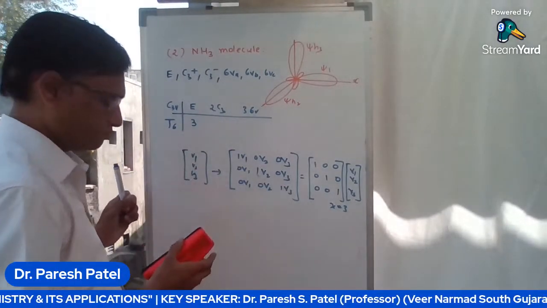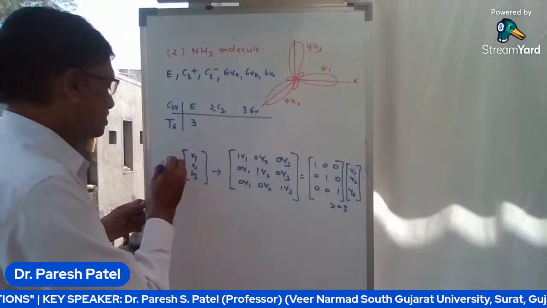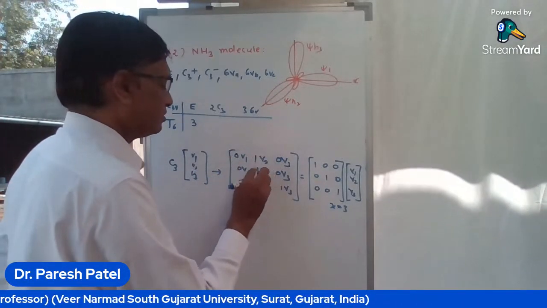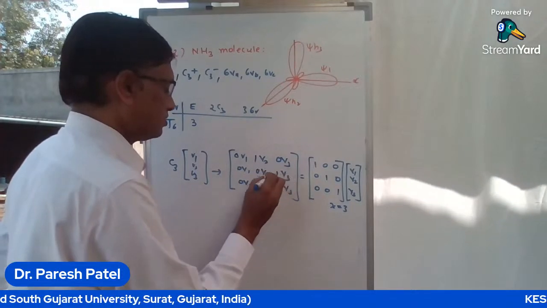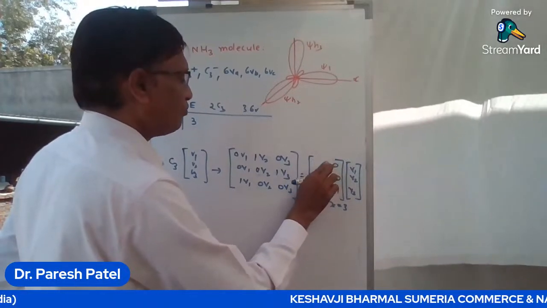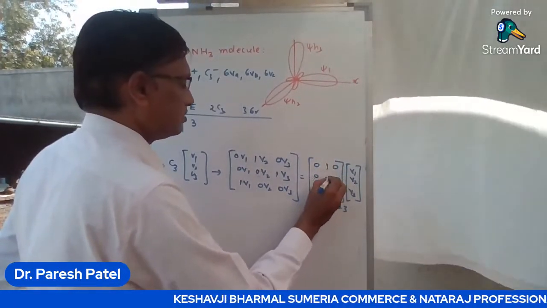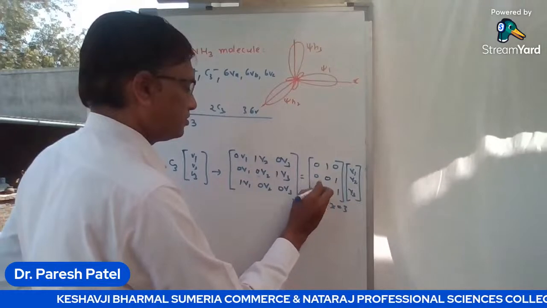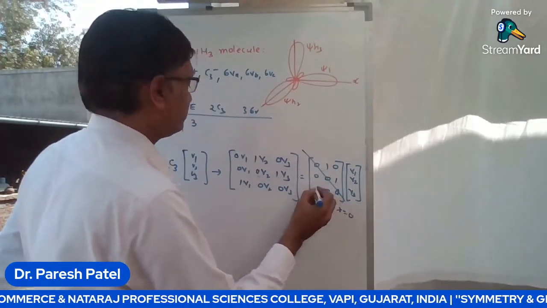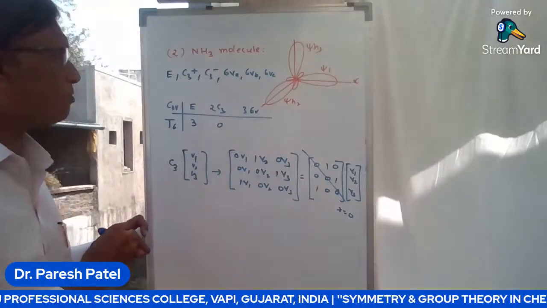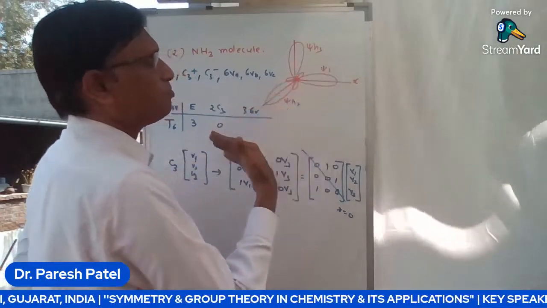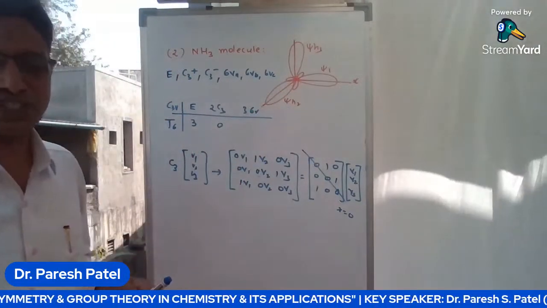If we operate the C3 plus and C3 minus symmetry operations, the positions of all these vectors change. So here the character is equal to 0. And if we operate sigma V, what will happen? There is no change in the position of one vector and two are interchanged.